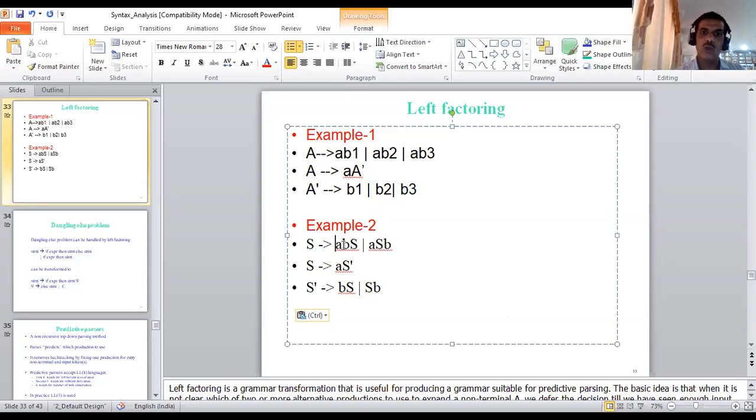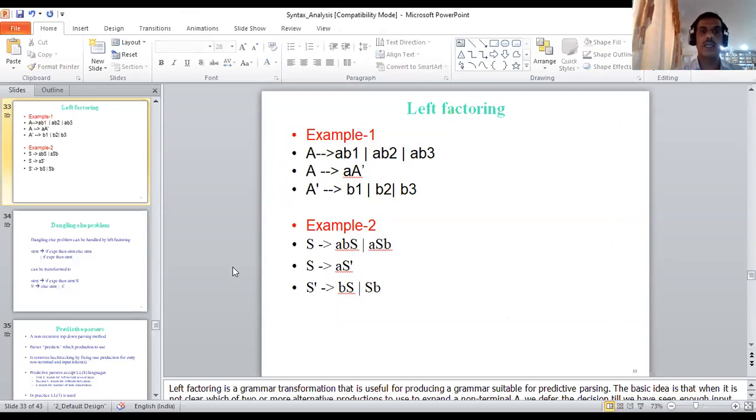To avoid this confusion, this confusion should go. So how should we do that? S tends to A S dash. Then my next input symbol will be taken care of by this S dash. In case of this, once again I'll have BS or SB. So if I get B, I choose BS. If my input is not B, if it is S, then I'm going for this one. Am I clear? Yes, sir. Now we have completed both left factoring and left recursion. Is this clear? Yes, sir.